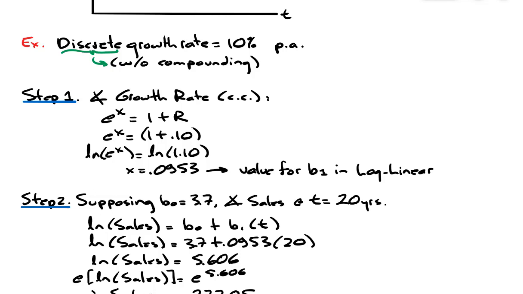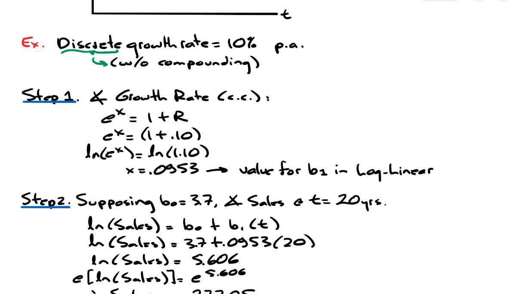So the way to read this is: 10% discrete growth rate is equivalent to a continuously compounding growth rate of 9.53%, right? These two numbers are equivalent, ladies and gentlemen. But because we're using a log model, we have to use this version. That's the way you really should see this, that it's a formatting issue. So we have to go from discrete to continuous, but they both represent the same variable, which is the percentage change in sales per annum.